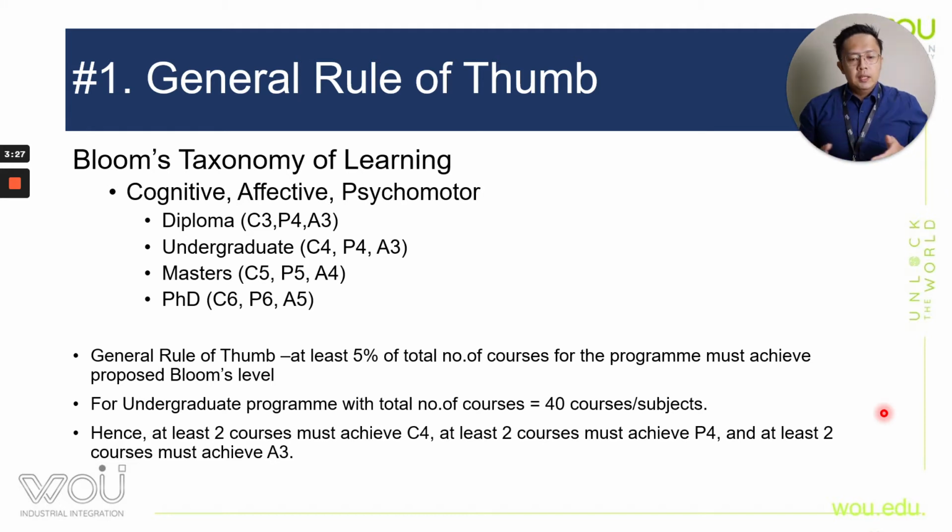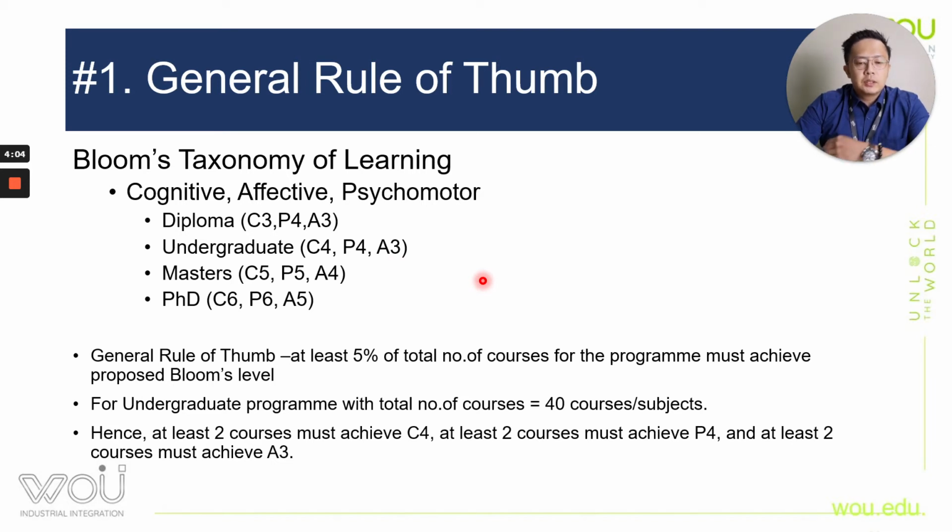Another suggestion is that you can apply at least 5% of the total number of courses for the program to achieve the proposed Bloom taxonomy level. For example, if you are doing an undergraduate degree program, and you have 40 courses, then following the 5% principle, you must have at least 2 courses achieving C4, 2 courses achieving P4, and 2 courses achieving A3.